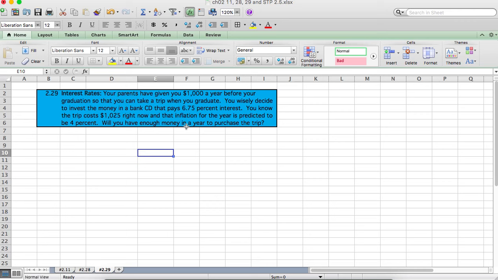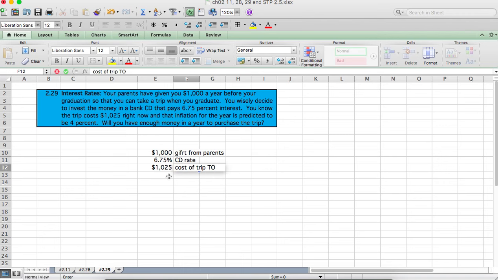So let's take what's given from the problem. We know that the gift is going to be of $1,000. Gift from parents, right? We know that the CD account is going to pay 6.75 interest. What else do we know? We know that the trip right now costs $1,025. Okay, so that's the cost of the trip today. What else do we need to know? The inflation for the year is predicted to be 4%. Expected inflation. Alright, so then this is all given from the problem.